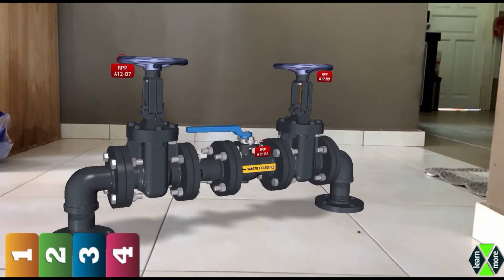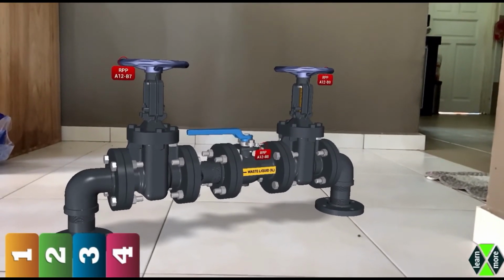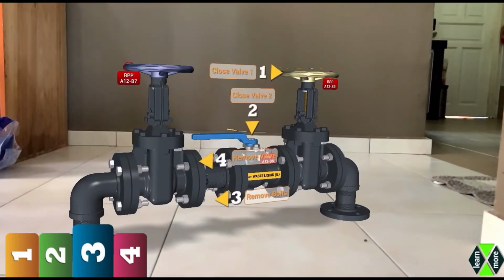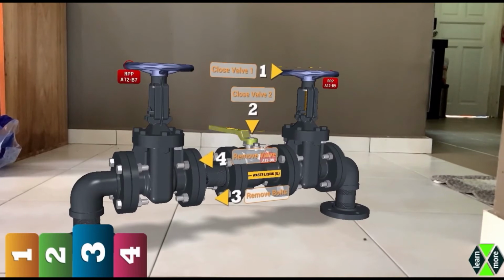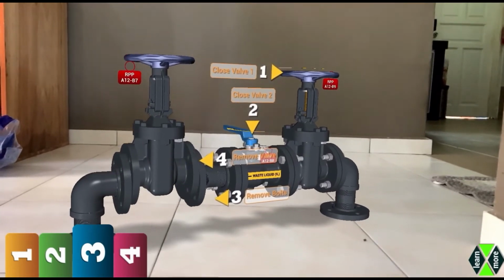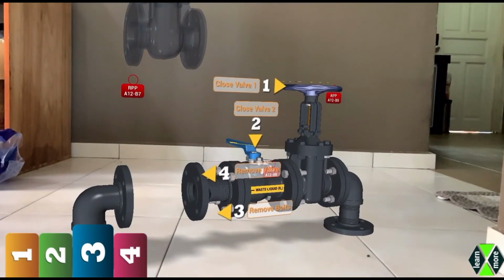So here is the visual of how the steps work. First, the valve is shut, the valve is turned in a clockwise direction, the bolts are removed, and the valve is removed.